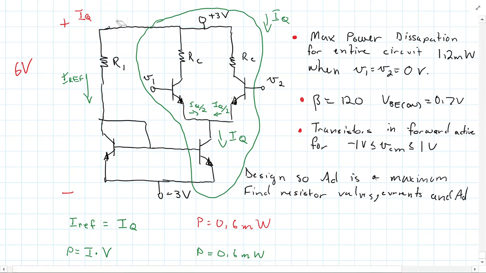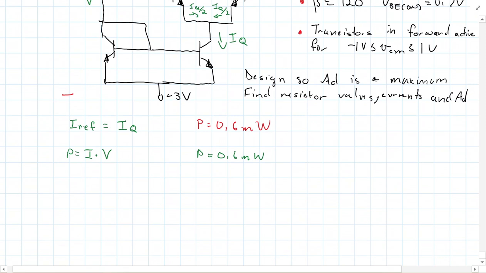So let's erase some of these circles and start looking at what that gives us. Since power is equal to current times voltage, if I think about where the red current loop was, I have 0.6 milliwatts has got to equal 6 volts times IREF.